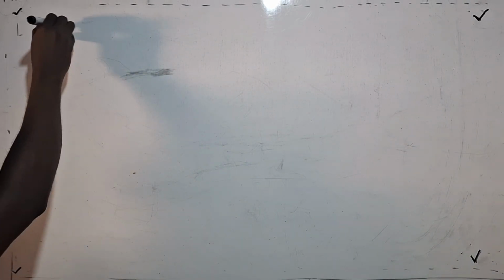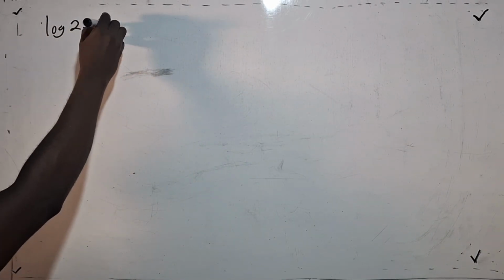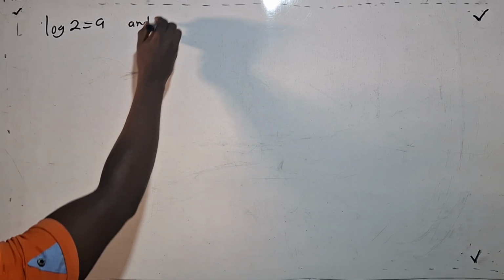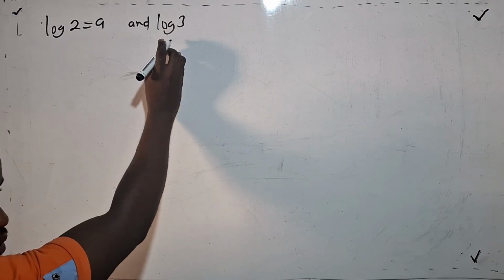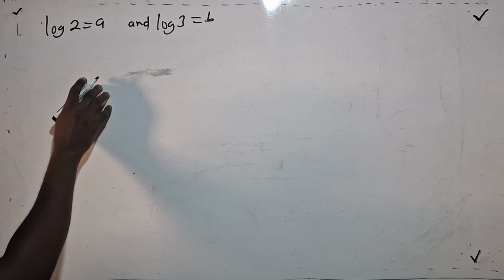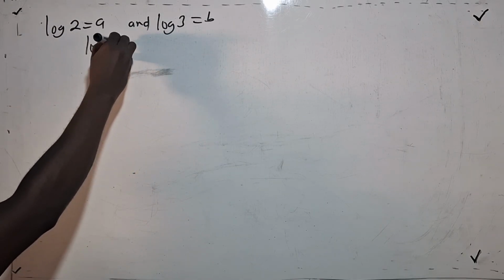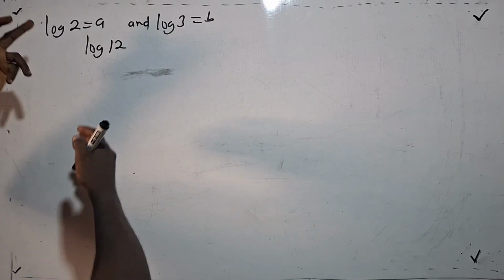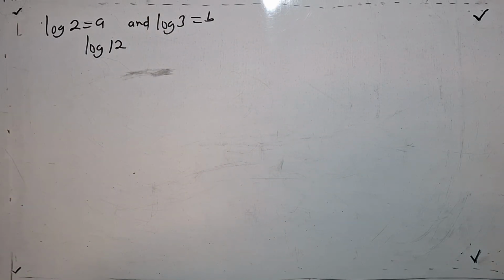So our first question on the screen, they say if log 2 is equal to a and log 3 is equal to b, we are to find log 12. And to find log 12, can we expand it so that we can get an expression in terms of 2s and 3s? That's the question we should ask ourselves. Yes, and we can do that.